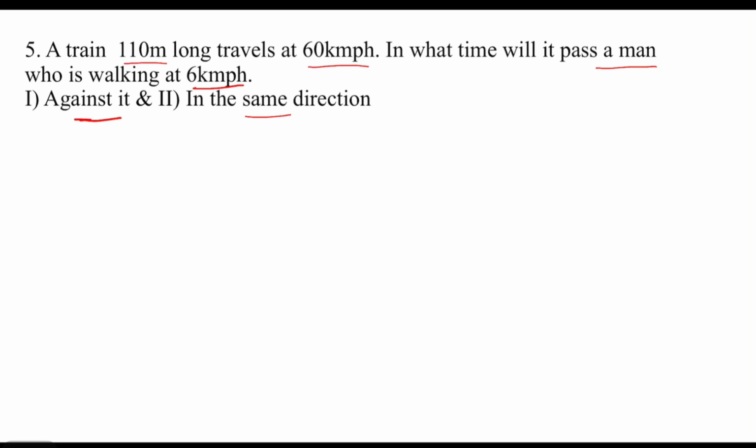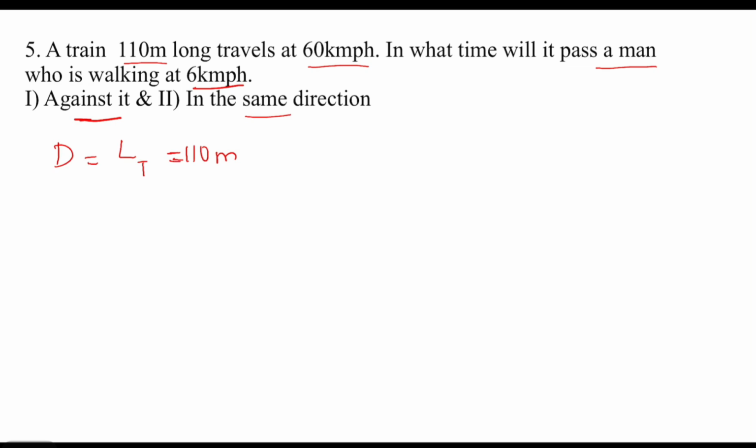Okay, first let us find out the distance. The distance when the train passes a man is nothing but the own length of the train. So the length of the train is nothing but the distance. The length of the train is 110 meter. So the distance is 110 meters.